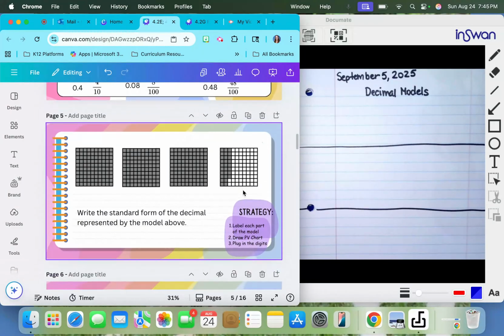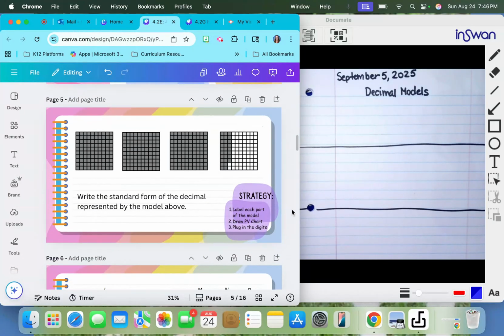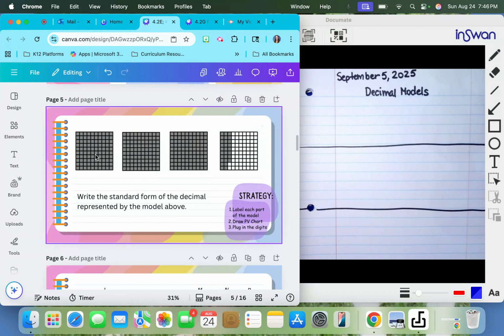All right, well, let's give that a try. Taking a look here at our first question, we see a decimal model, and then it says, write the standard form of the decimal represented by the model above. Okay, our strategy is we want to label the model, and then we want to draw a place value chart and plug in our digits to know what the standard form of the decimal is.